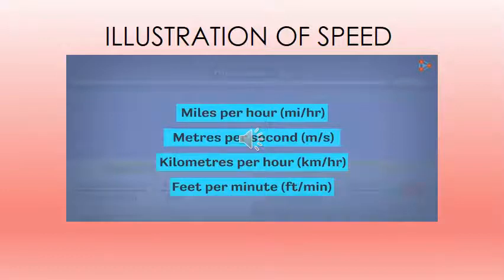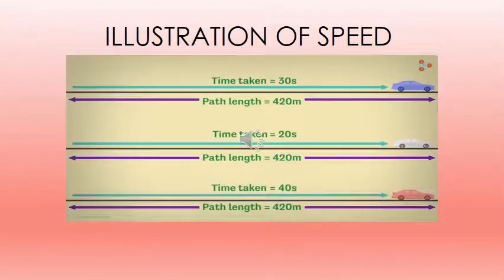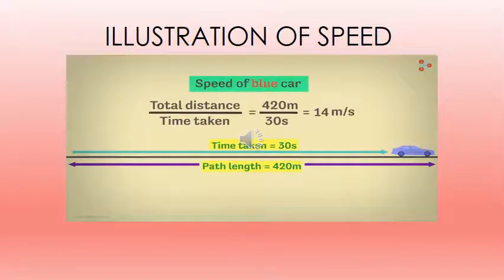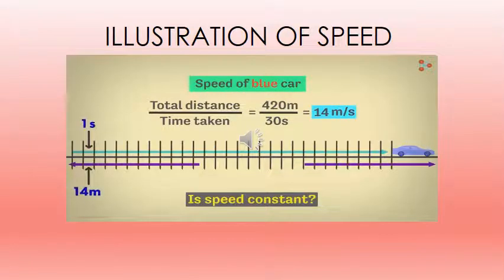Let's discuss something interesting now. Look at the example of one of the cars. Say car A. The only information I gave you was that it covers 420 meters in 30 seconds. That gave us the speed as 14 meters per second. I want you to answer the next question I'm asking you. In this example, can we say that the speed of the car A is constant throughout this distance? Are we saying that the car is covering 14 meters every second throughout the path?